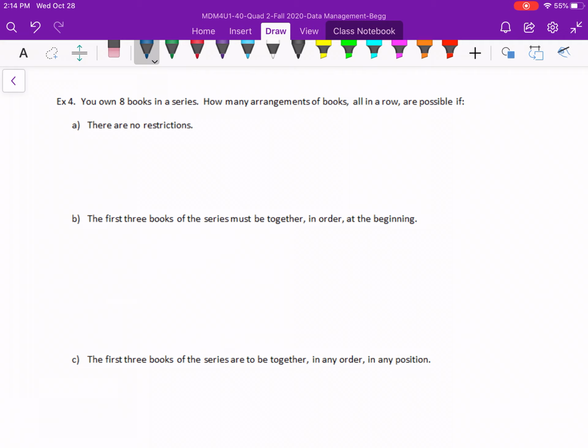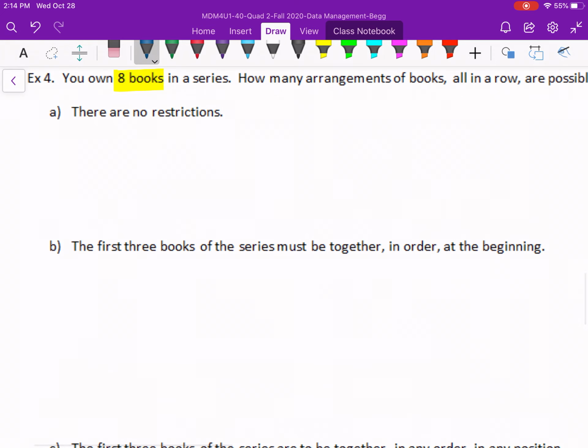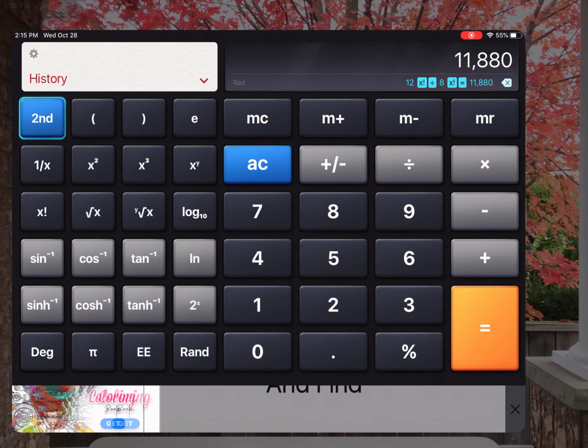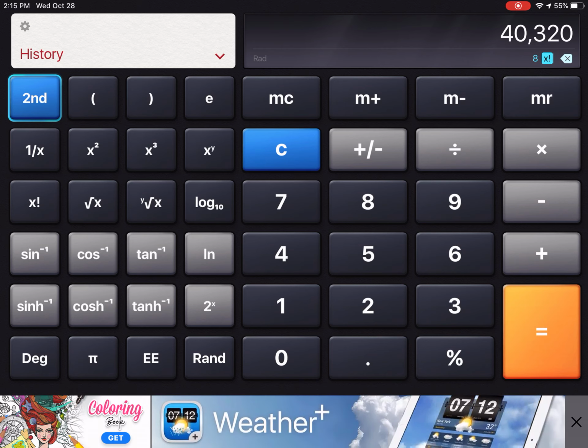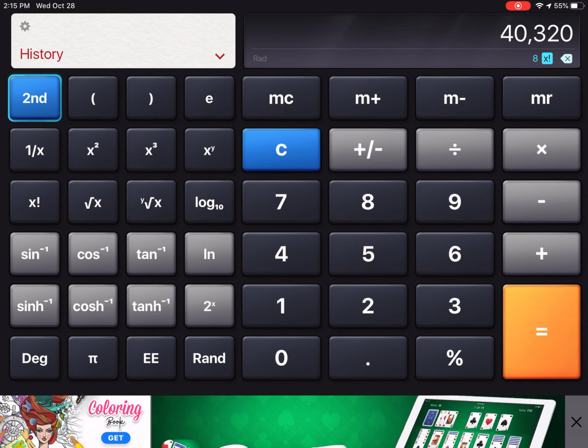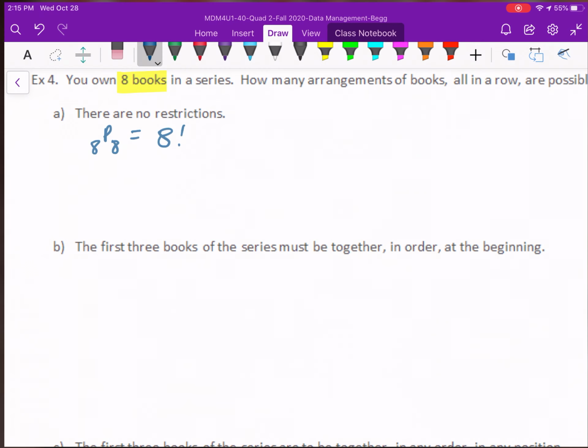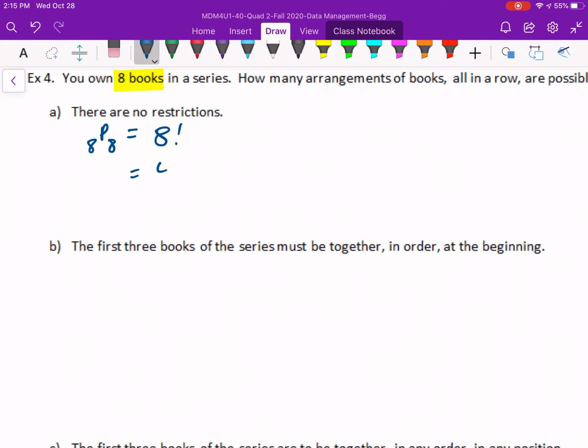You own 8 books in a series. How many arrangements of books all in a row are possible if there are no restrictions? So in part A, n equals 8, and we're arranging all of them, so we just want nPn, which is 8P8, which is the same as 8 factorial, 40,320. So that's a lot of arrangements.